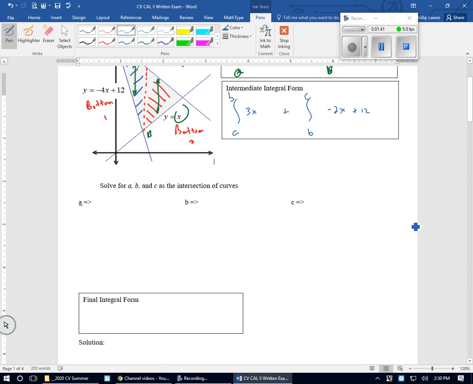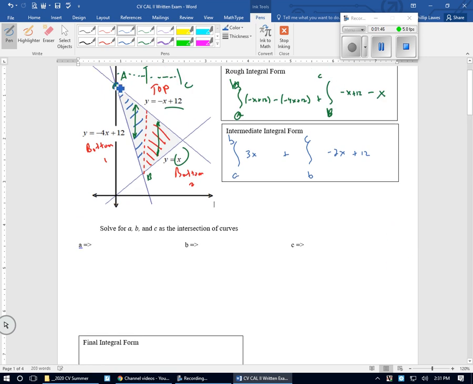And of course we find A by setting the top and bottom one equal to each other. We find B by setting bottom one and bottom two equal to each other. And we find C by setting bottom one and top equal to each other. And solving those equations, A is 0. Solving this equation, B is 12/5, and this equation, C is 6.